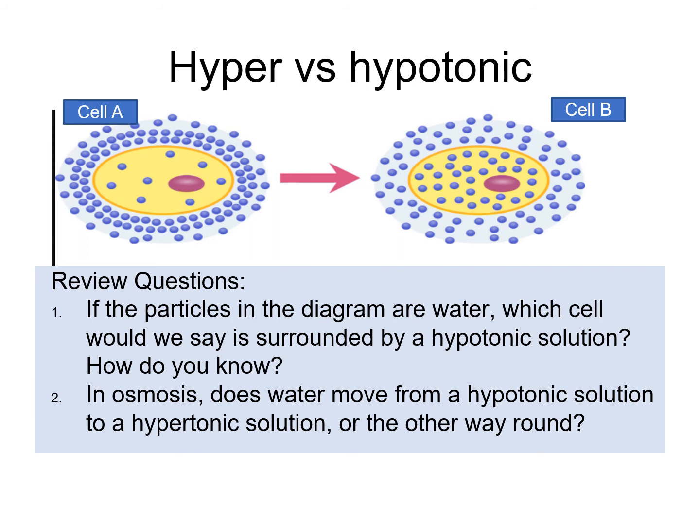Okay, so you've got a couple of questions to answer now. Pause the video, answer the questions, and I'll give you the answers. The questions are, if the particles in the diagram are water, which cell would we say is surrounded by a hypertonic solution? And how do you know? And in osmosis, does water move from a hypotonic solution to a hypertonic solution or the other way around? So pause and answer those now.